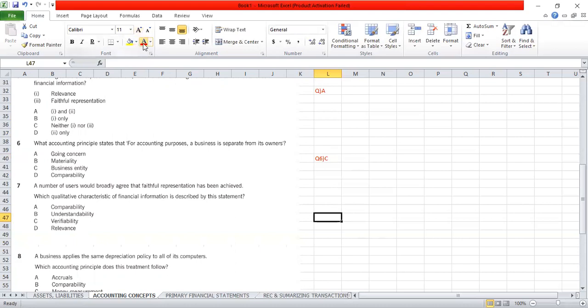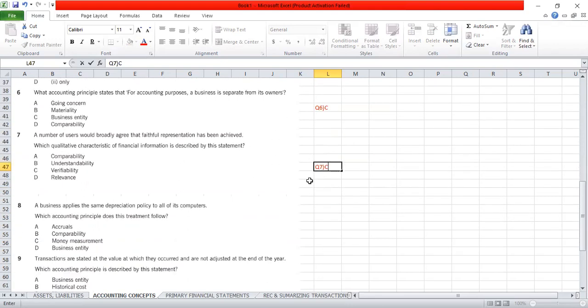Question number 7. A number of users will broadly agree that faithful representation has been achieved. Which qualitative characteristic of financial information is described by this statement? It is verifiability. Right answer is C.